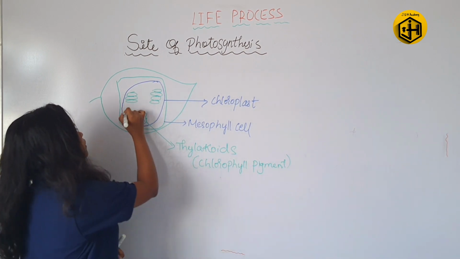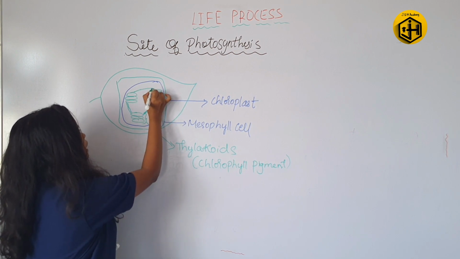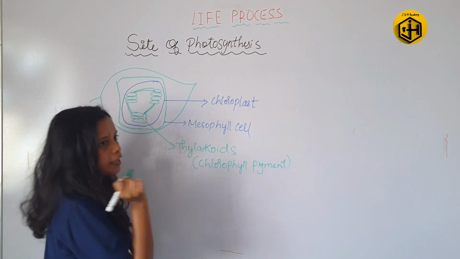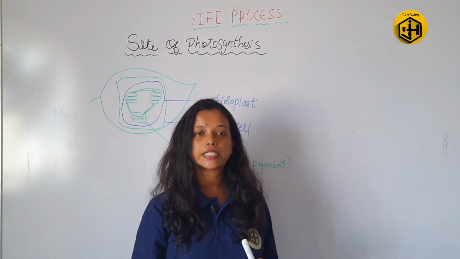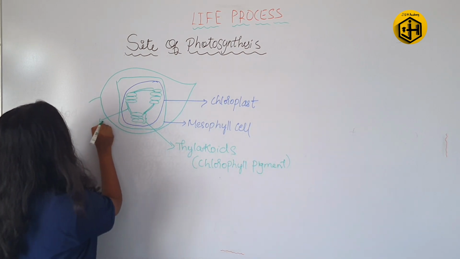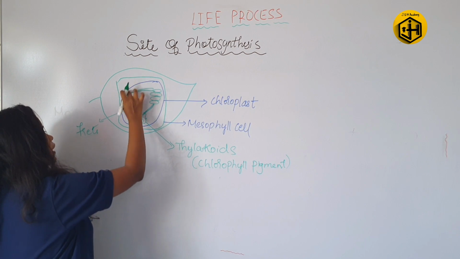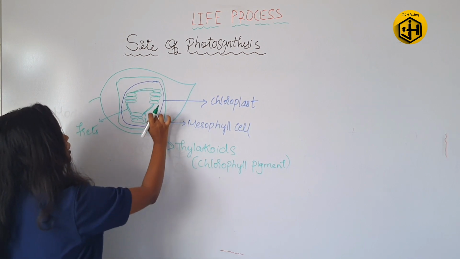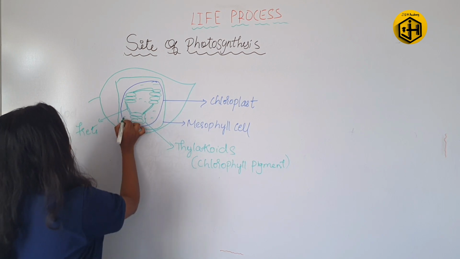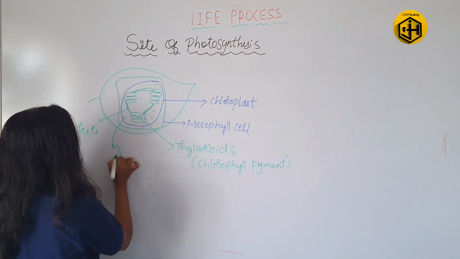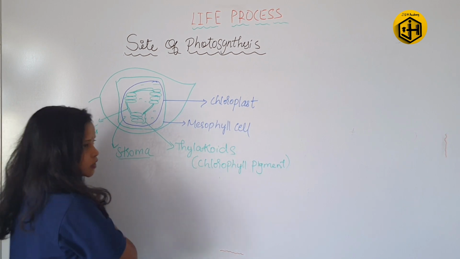Then each thylakoid is connected by a structure which is known as stroma lamellae. They are called lamellae or frets. We'll take it as frets. And also you all see the empty spaces here, right? This is called the stroma. This is also important in photosynthesis.